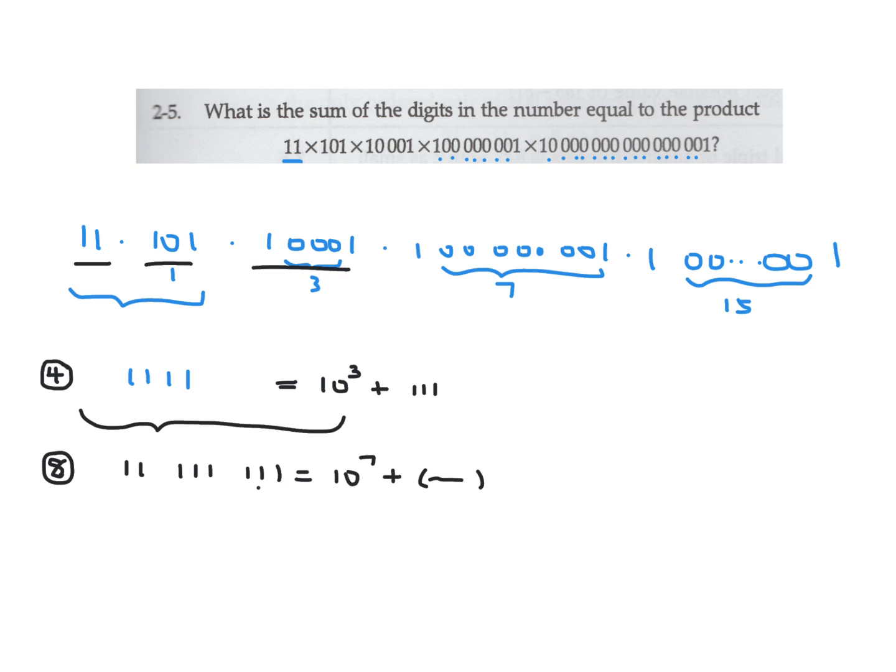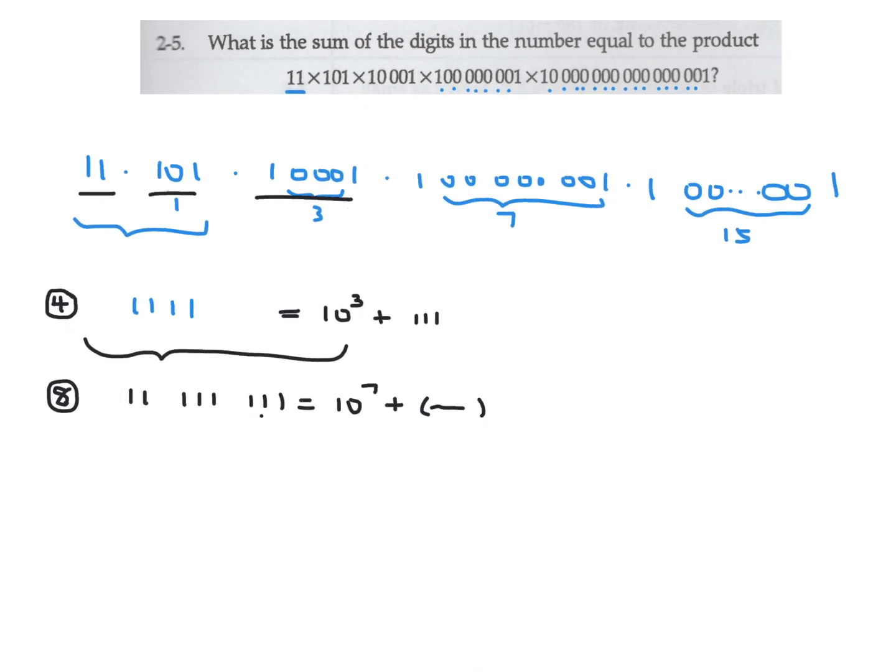I don't really care what that is. I'm just trying to get an idea, because they want you to eventually figure out the sum of the digits. Well, the sum of the digits looks like a whole bunch of ones. I just have to know how many ones there are. Because the sum of the digits for this guy is 4 times 1, which is 4. Sum of the digits for this guy would be 8 times 1, which is 8. You see what I'm saying? So if I get a pattern, I should be able to figure it out.